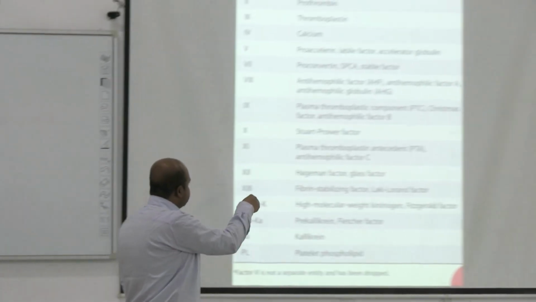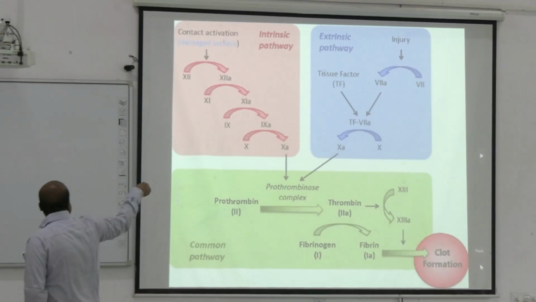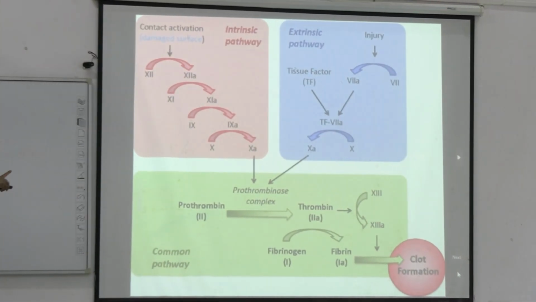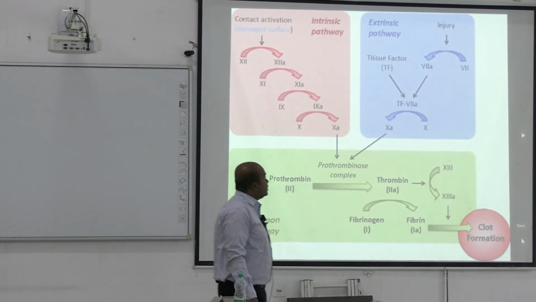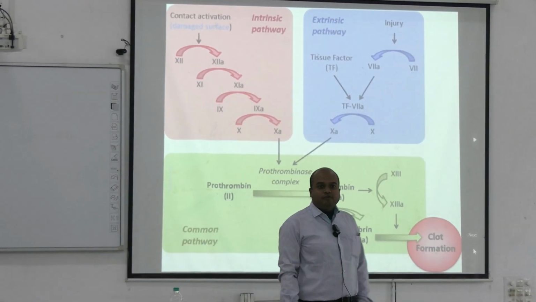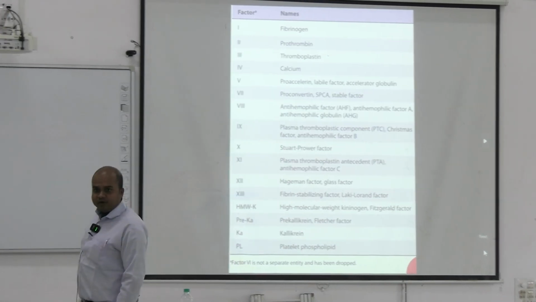I think you were due to write this yesterday, you can write it again later. So, we will continue. So, these are the factors. The intrinsic pathway starts with factor 12, the extrinsic pathway starts with factor 7, but with the involvement of tissue factor, which is also tissue thromboplastin, factor 3.